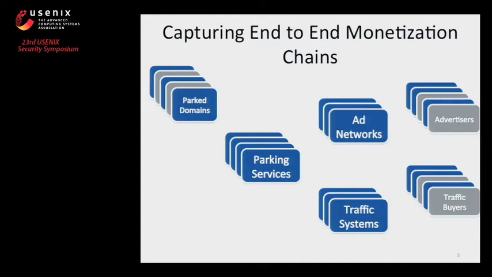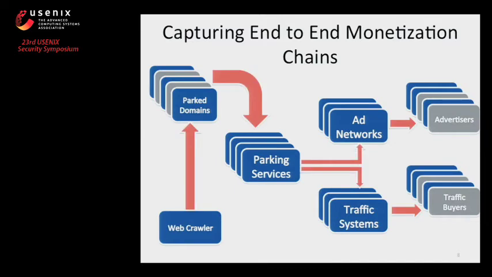Now that we have all of these things set up in place, we want to capture the full monetization chain. And the way we do it is by instrumenting a web crawler. We set up a web crawler and instrument it to visit thousands and thousands of park domains. Some of them are domains that we own. By crawling these park domains, we actually have a full view of the full monetization chain, where we own some parties on some ends of the monetization chain.